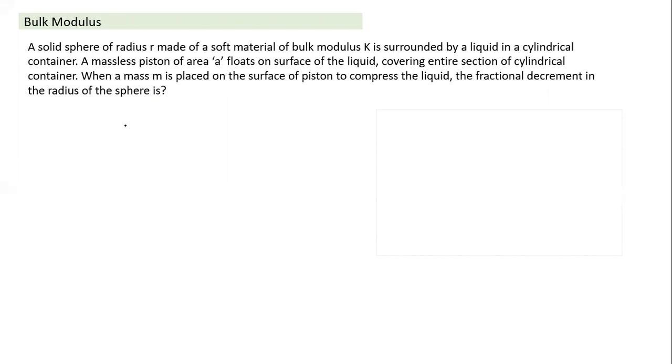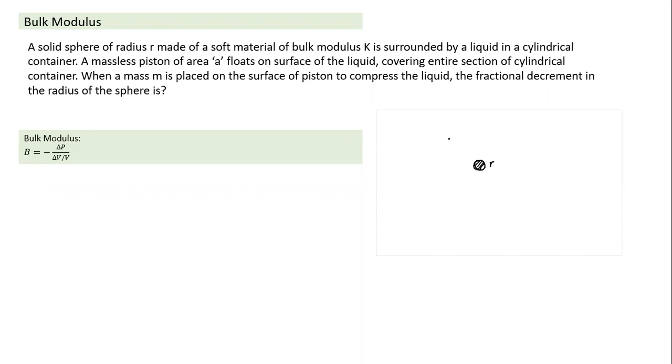And many times the question comes, sir, they do not give a figure. So first, we need to understand what this whole story is. Let's visualize it. Basically, there is a solid sphere of radius r. Okay, we have a solid sphere of radius r here. Fine, it's made of bulk modulus K.